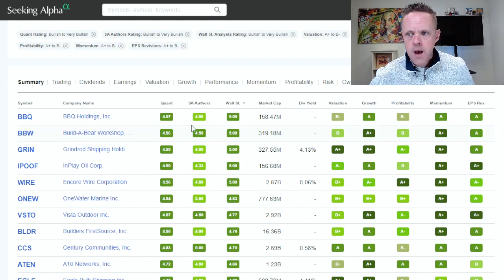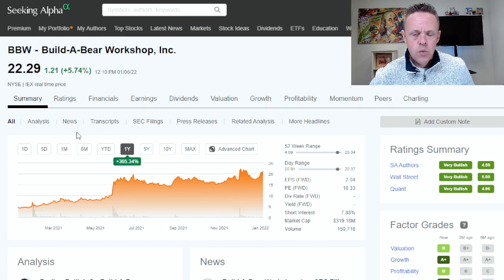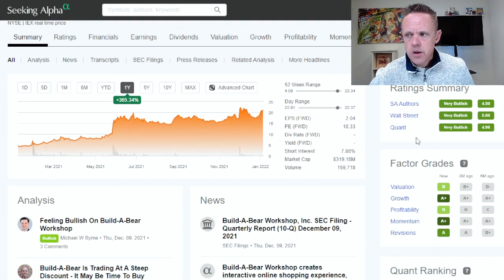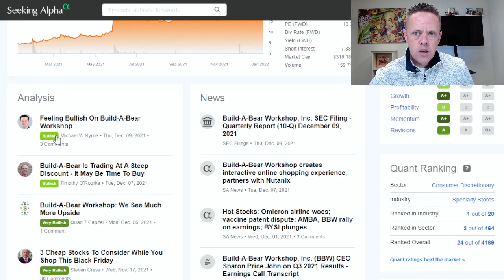And right off the bat, if you were looking for 3 columns of green, then perhaps this Build-A-Bear Workshop, which is a mall franchise where you make teddy bears. I only know that because I'm a father and I've actually visited the store. You click right in here and you can see how they have some of the factor grades, some of the rating summaries. And then you get into an area where on the analysis side, you can read articles only about Build-A-Bear.